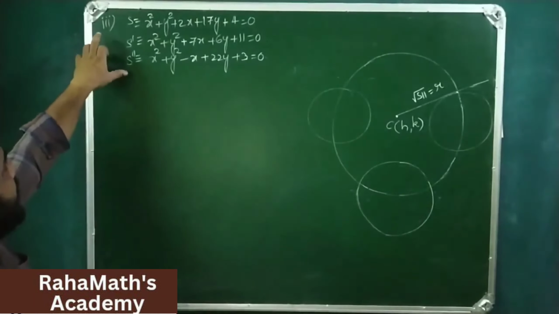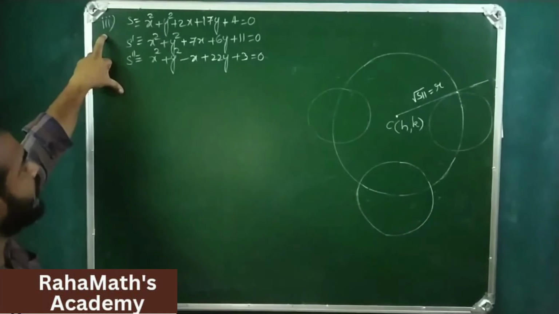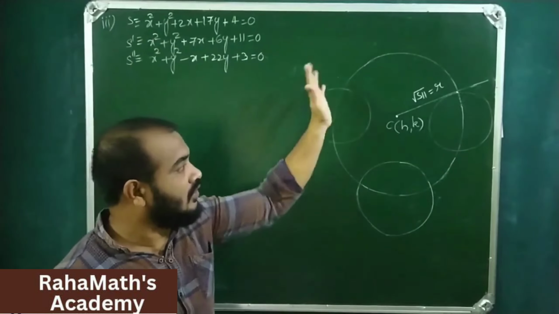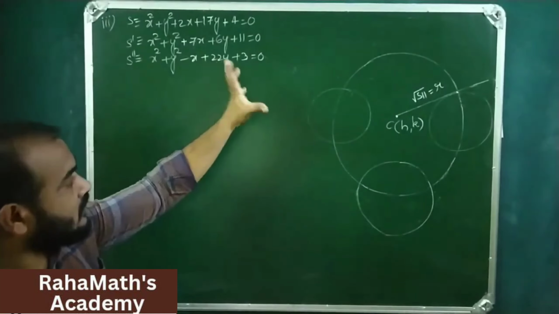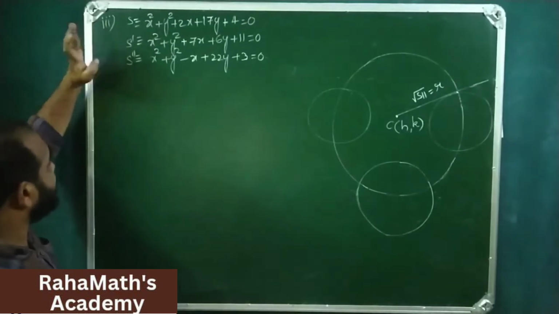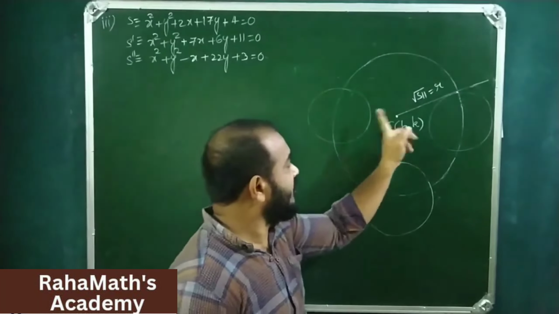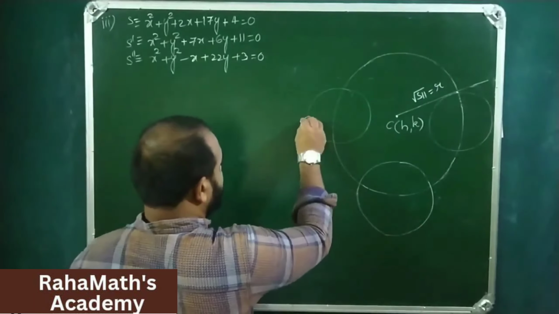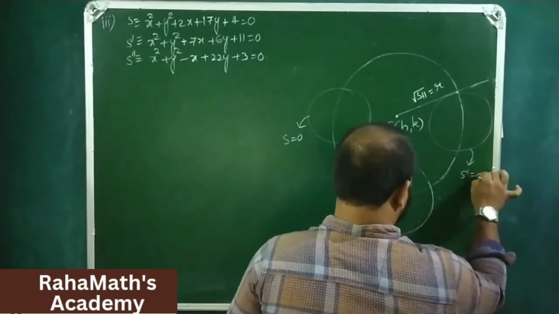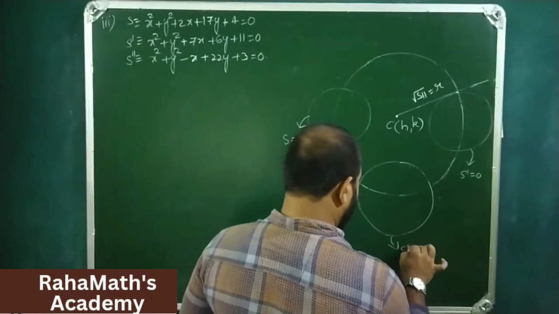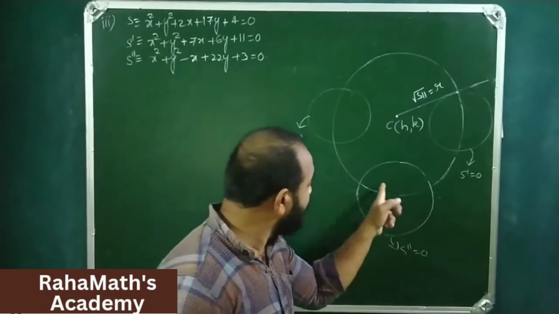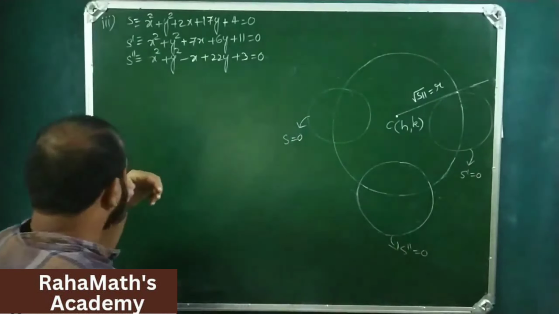Now, the third question from the same bit. Find the equation of the circle which cuts all the three circles orthogonally is the question given. So I have taken S, S dash, S double dash. There are three circles given. This is S equals 0. This is S dash equals 0. This is S double dash equals 0. Cutting these three circles orthogonally, one big circle is going.